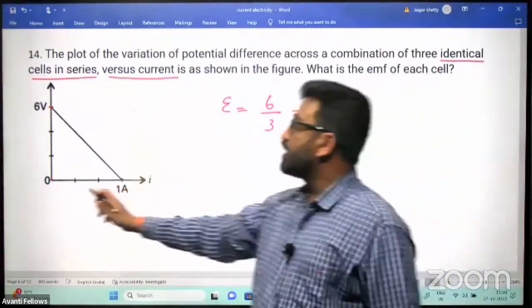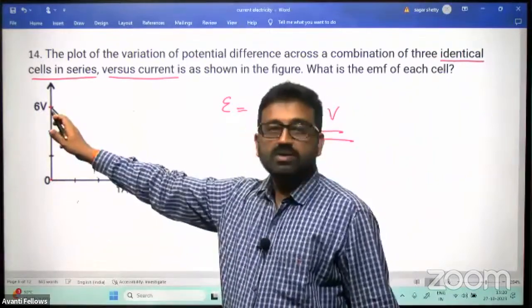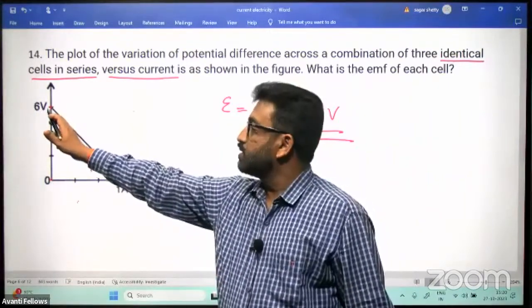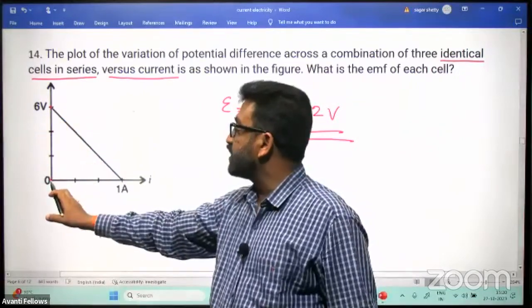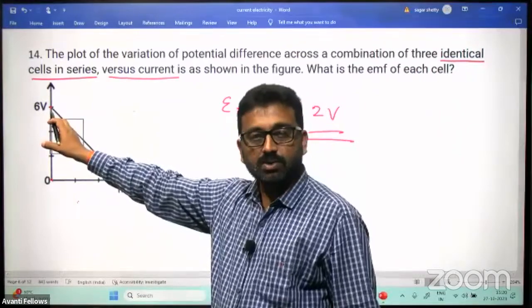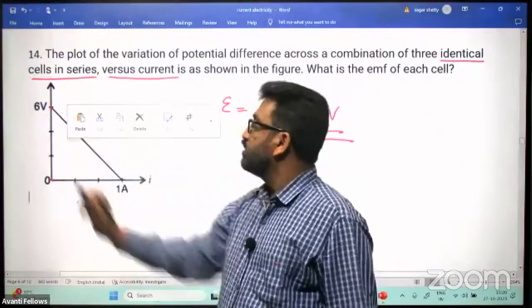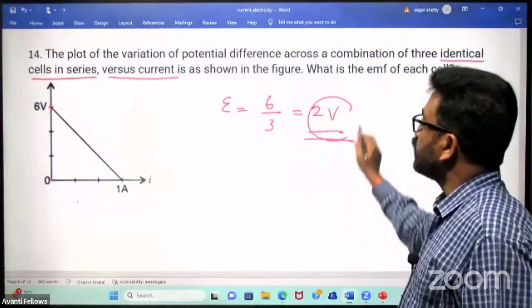When there is no current drawn from the cell, the voltage developed there is called the EMF. So there is no current drawn from the cell. Here the current is 0. So the potential difference there is 6 volt. So this 6 volt itself is its EMF. Okay, so the total EMF is 6 volt. EMF of each cell is 2 volt there.